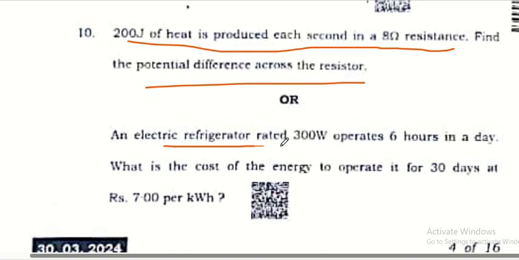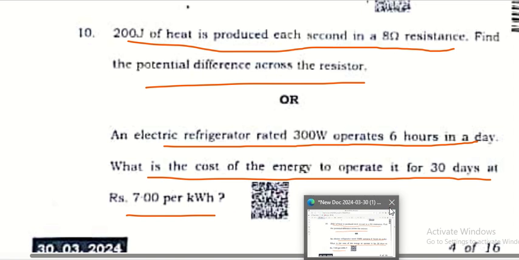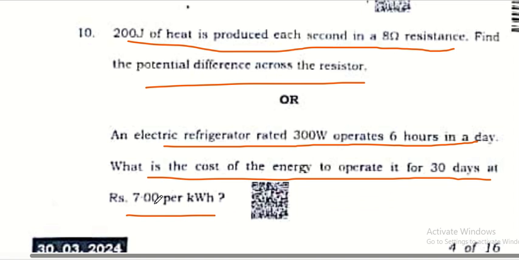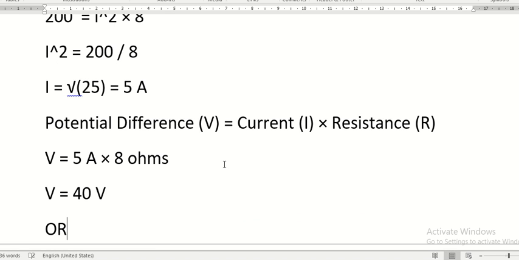Then, an electric refrigerator rated 300 watts operates 6 hours in a day. What is the cost of the energy to operate it for 30 days at 7 rupees per kilowatt hour? So first we have to find out the energy consumption for one day. Then we have to multiply it by 30 and by 7 rupees. So here we have to find out the energy consumed by the refrigerator for one day.